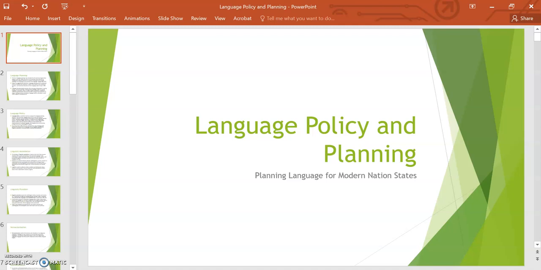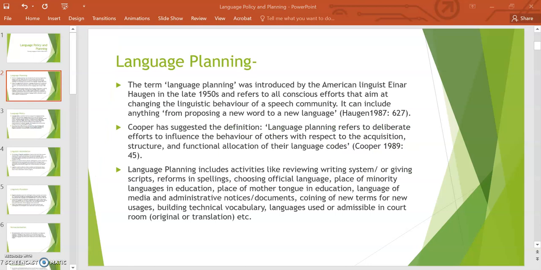Dear students, in this module, we will study language policy and planning, especially in regard to modern nation states. So let's first define the term language planning. The term language planning was introduced by the American linguist Einar Haugen in the late 1950s and refers to all conscious efforts that aim at changing the linguistic behavior of a speech community. It can include anything from proposing a new word to a new language.